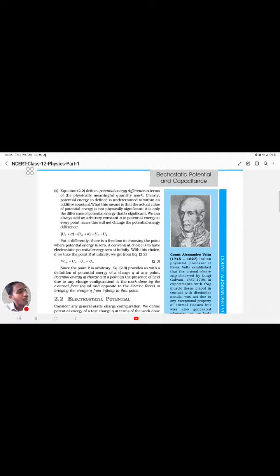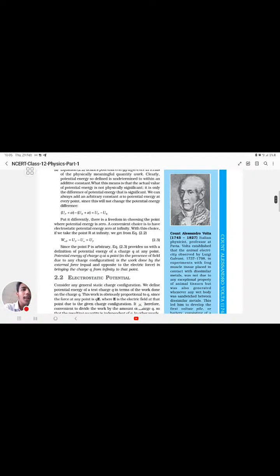So which means that work done in moving a particular charge from infinity to, let's say, a point P is equal to the potential energy at position P minus potential energy at infinity, and we consider the potential energy at infinity to be equal to zero. So since the point is arbitrary, equation 2.3 provides us with a definition of potential energy of a charge q at any point. So since P is going to be arbitrary, which means that I can define potential energy at any point. I'm not constrained to a particular position or particular configuration. I have defined it for every point, so it is applicable for every point.